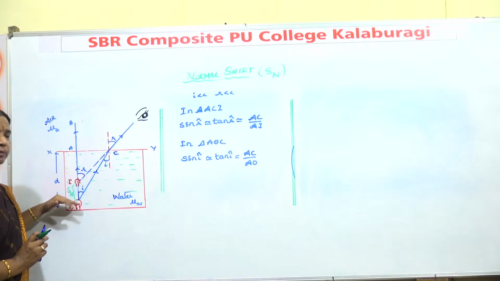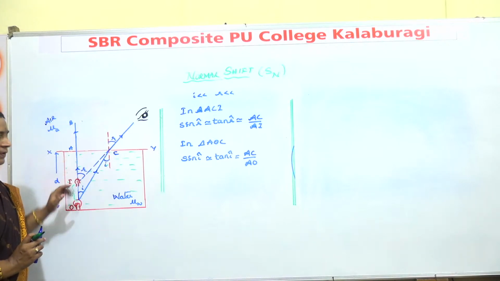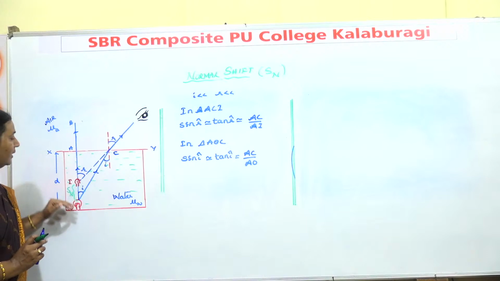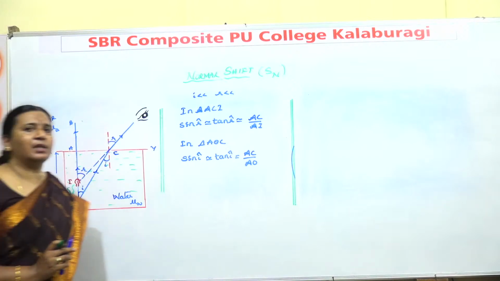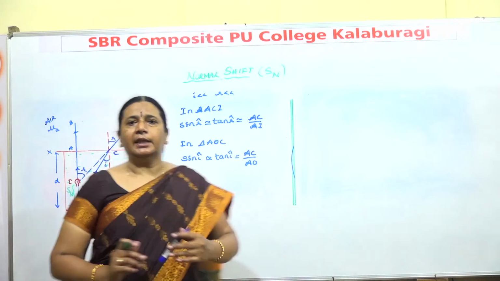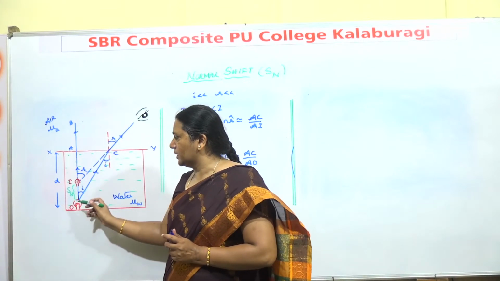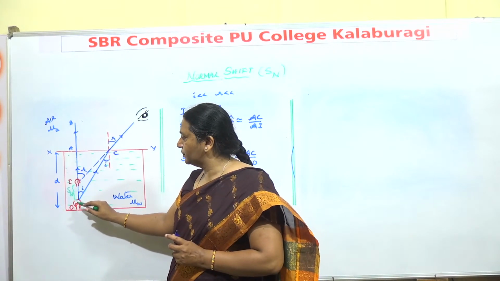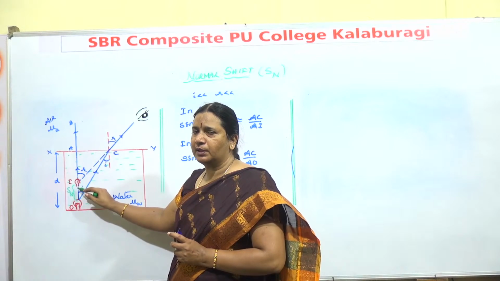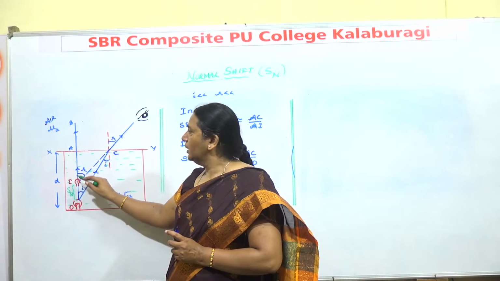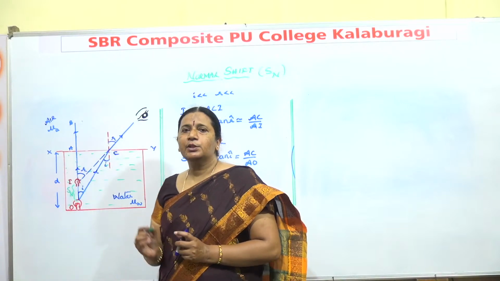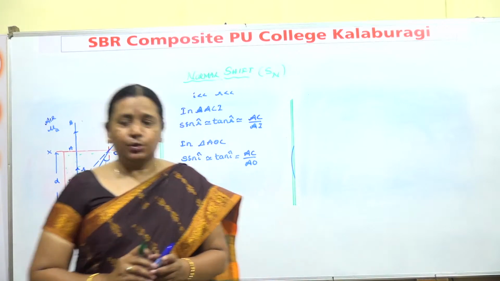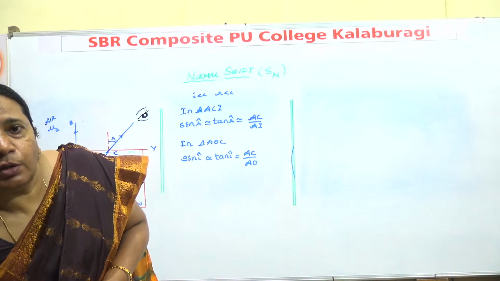When viewed, because if you view from here, you cannot make out how much it shifted. The shift is along the normal. So when viewed along the normal, it is known as the normal shift. Again I am repeating. The apparent shift in the position of the object due to refraction when viewed along the normal is known as normal shift. So we have to calculate the normal shift.